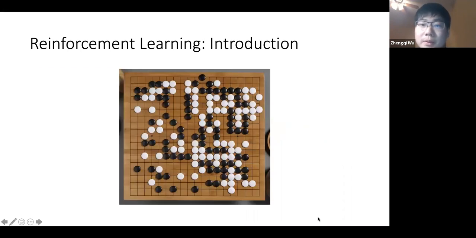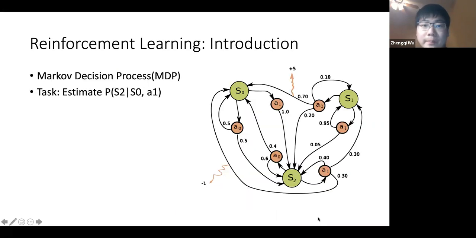And next, please. So another example is AlphaGo. So the state is the board. So that's a matrix. And the action is that you can place a stone on whichever empty spot on the board. So that's an action. And the reward is that if you win, you get a +1 reward. And if you lose, you will receive a -1 reward. So that's a reward.